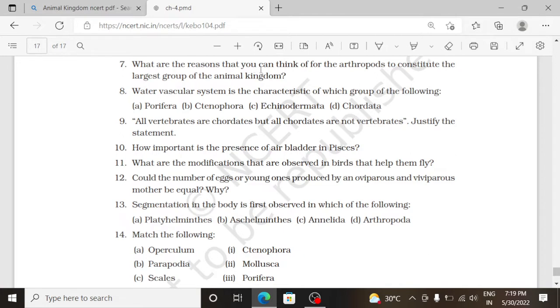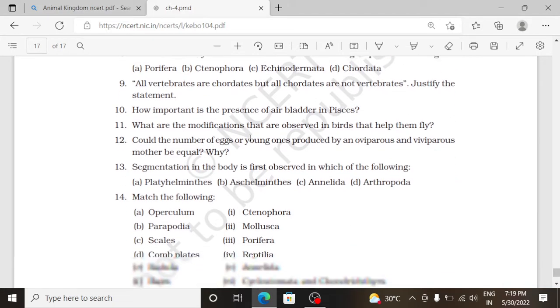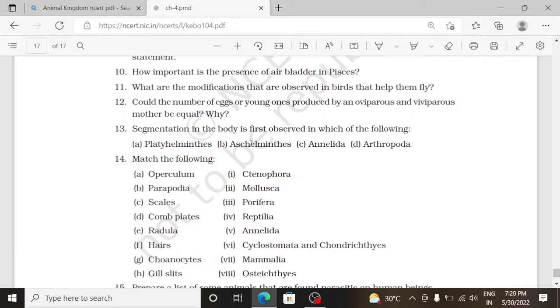Seventh is, what are the reasons that you can think for the arthropods to constitute the largest group of animal kingdom? Eighth is, water vascular system is a characteristic of which group of the following: Porifera, Ctenophora, Echinodermata or Chordata? All vertebrates are chordates, but all chordates are not vertebrates. Justify the statement. How important is the presence of air bladder in Pisces? 11th is, what are the modifications that are observed in birds that help them fly? 12th is, could the number of eggs or young ones produced by an oviparous and viviparous mother be equal?